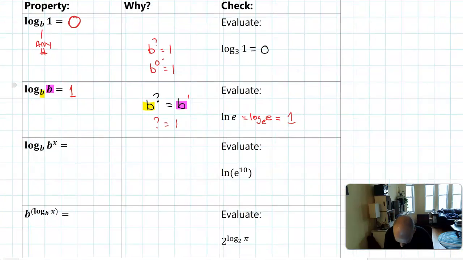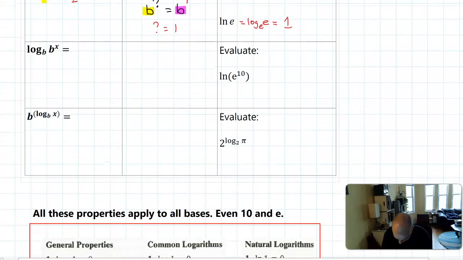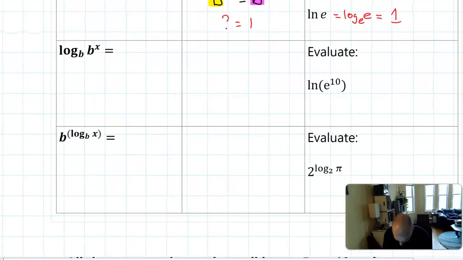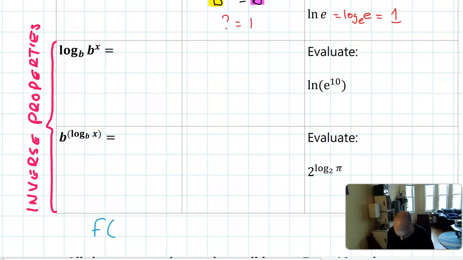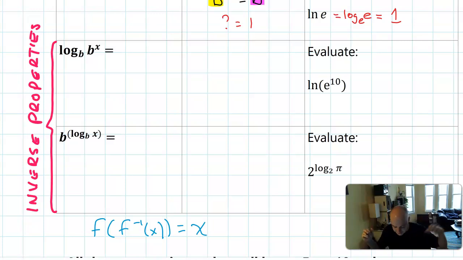The last 2 properties are a little more complicated, and they're called the inverse properties altogether. We mean inverse in the sense of inverse functions. Remember how we talked about inverse functions? You might have f of f inverse of x, and if those 2 functions are inverses, then you should get x out as a result. Well, the whole point of logs is that they're the inverse of exponents. So when you have a log and an exponent with the same base sort of nested within each other, they're going to simplify out nicely.